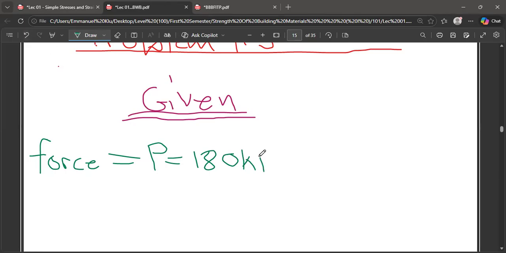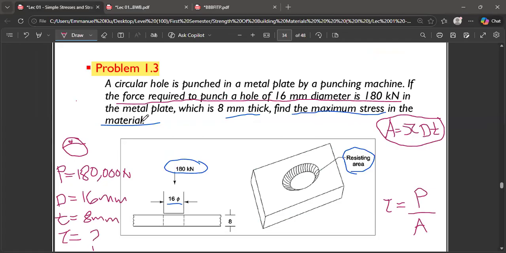180 kilonewton is the same as 180 times 10 exponent 3, or even 180,000 Newton. Okay, good. So the K is a prefix. Okay, let's continue and go back to our question.